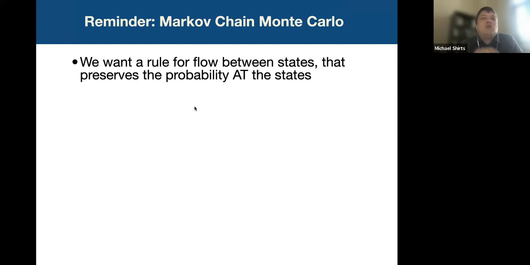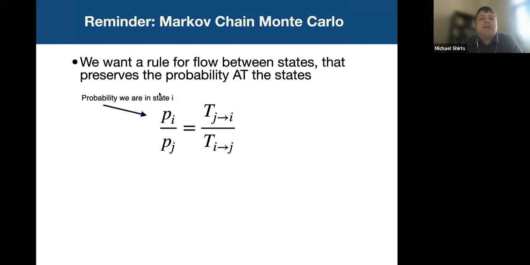So we want a rule for flow between states that preserves the probability at the states. What do I mean? In equations, this is what I mean. Here's the probability we're in state I, and here's the probability we're in state J. Now, state is like literally anything. We're going to start out with the state being an X configuration, so the probability we're in Xi versus Xj. But as we'll see, we can use it more generally as well.